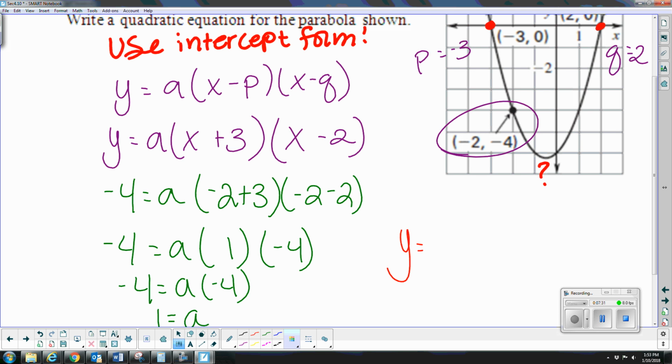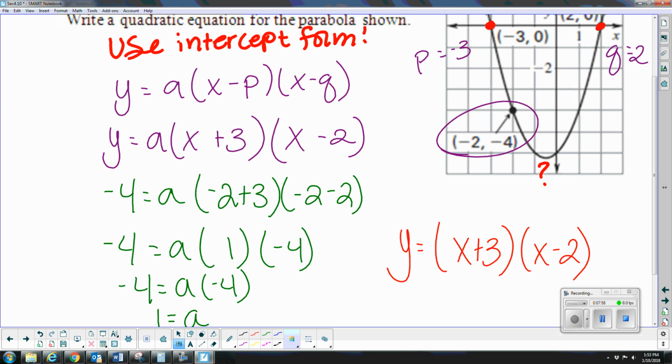So y equals a, which is 1. We don't need to write out our 1. So y equals x plus 3 times x minus 2. Now, if it asked you to write it in standard form, you would have to actually factor that out. So if it just asks you to write a quadratic equation, this satisfies this quadratic equation.